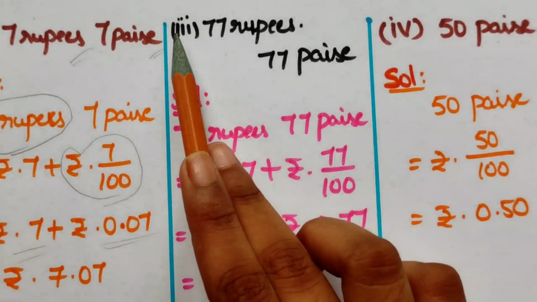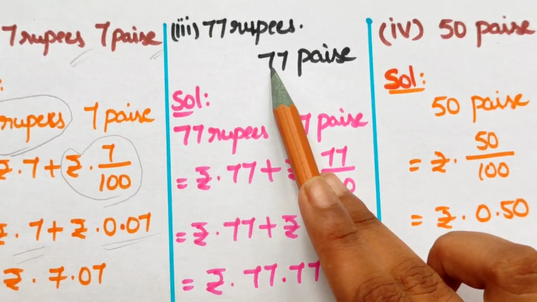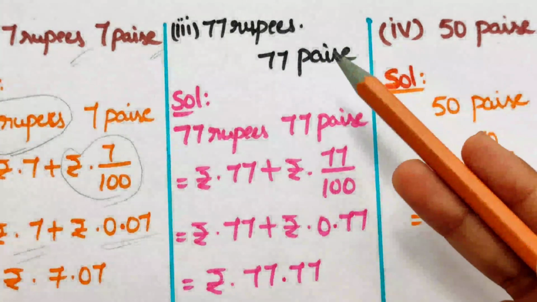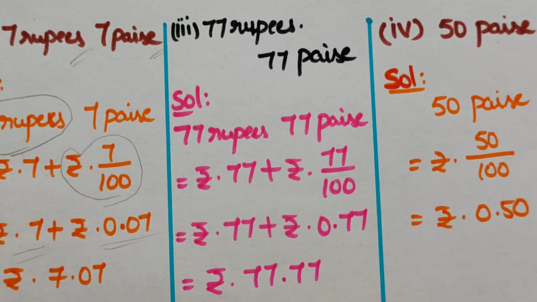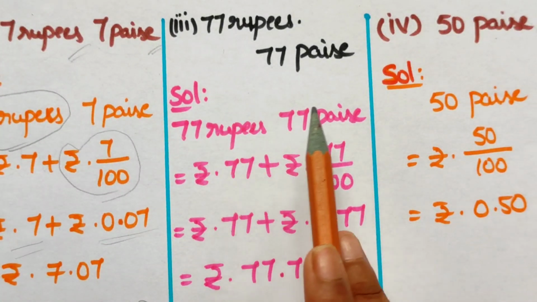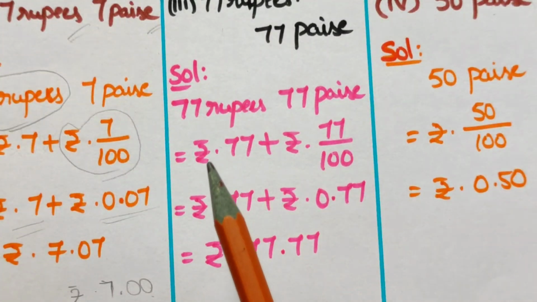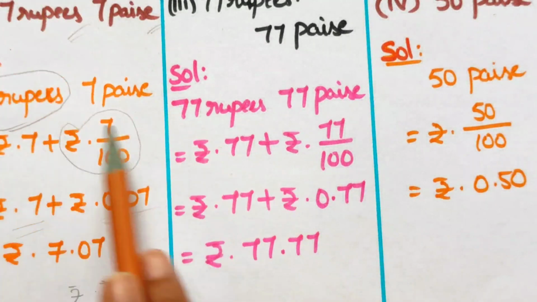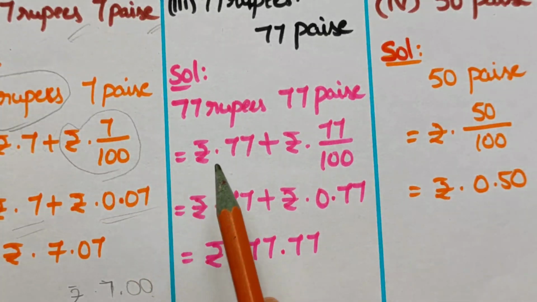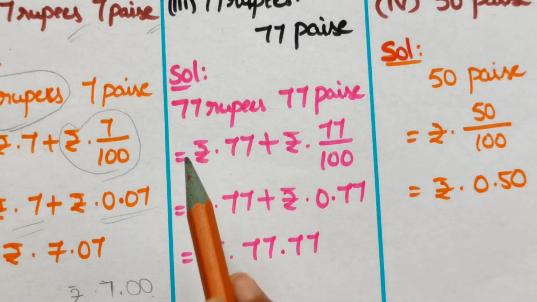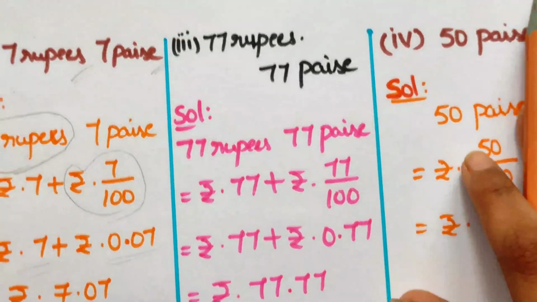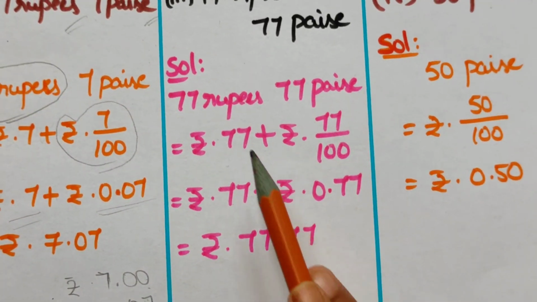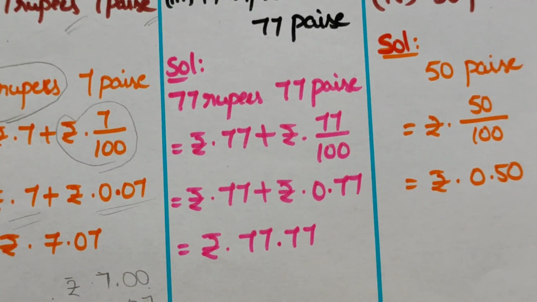Okay friends, now let us see the third bit: 77 rupees and 77 paise. Clearly the units are different, we cannot add. Let us convert these paise into rupees and then add. So 77 rupees as it is, because we need to express as rupees using decimals. It is already in rupees, so let us maintain the number as it is with the rupees symbol. And 77 paise: 1 paisa is equal to rupees 1 by 100, then 77 paise is equal to rupees 77 by 100.